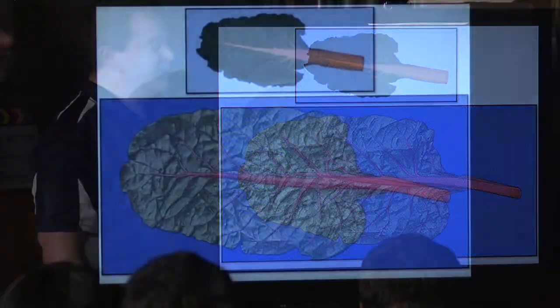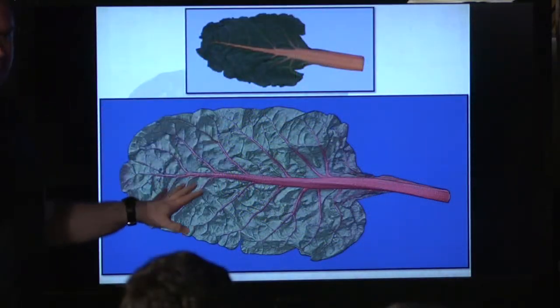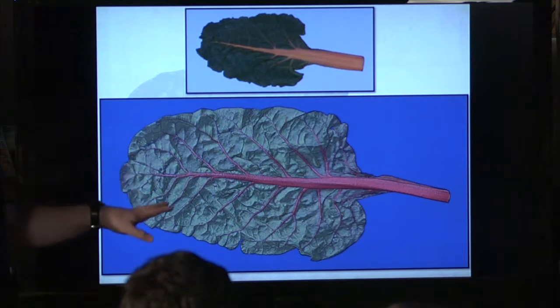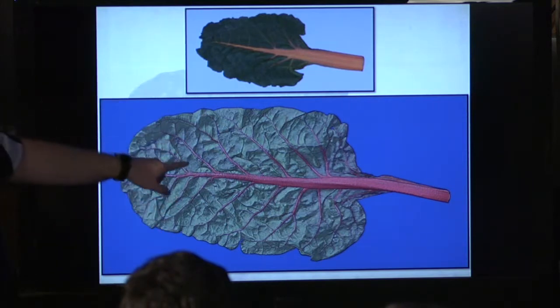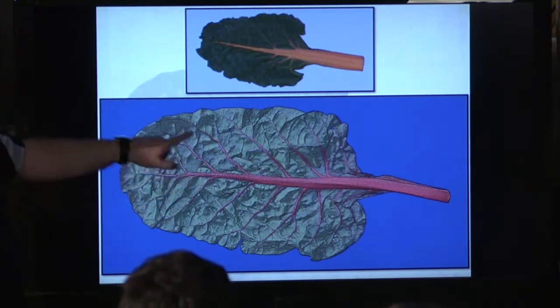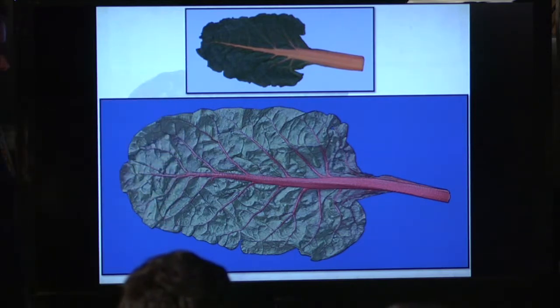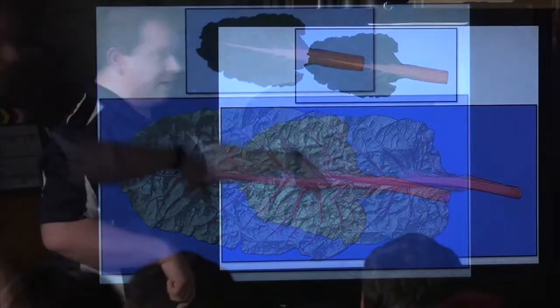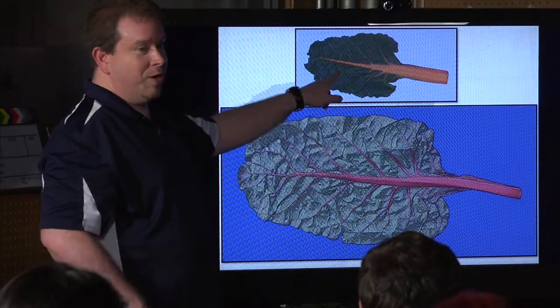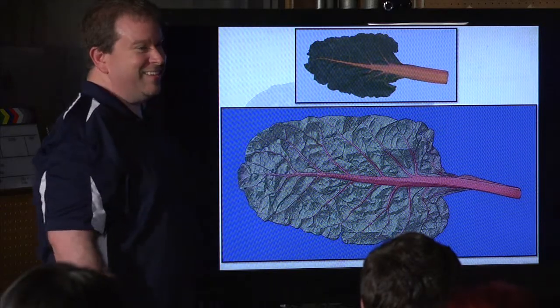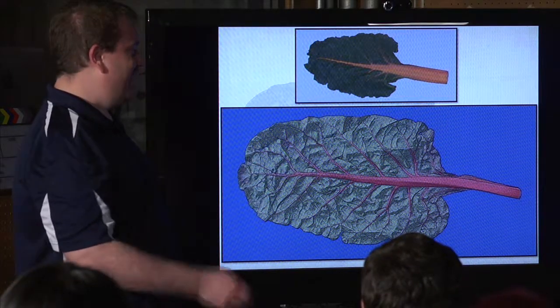Here's our Swiss chard. Here's the original leaf. Now, if you're a botanist and you study the vascular structure of leaves, just see how much more of the vascular structure you can see. You can see every wrinkle in this leaf as compared to the original source image. Now, we cheated a little bit. This leaf is not exactly this leaf, but this is a Swiss chard leaf. If you look closely, somebody's going to notice that, right?